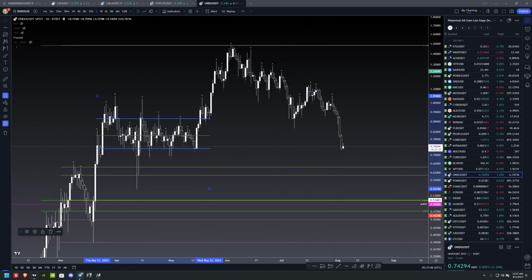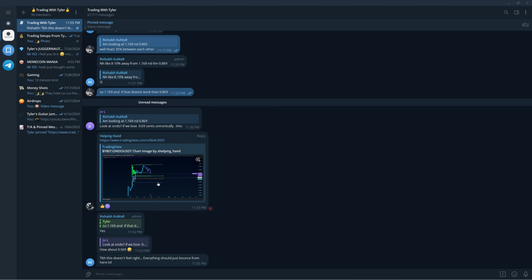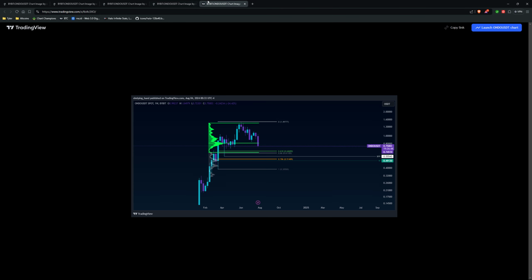Let's see what Helping Hand, I can't remember what Helping Hand post to put in here. Oops, I clicked that way too many times. Okay, so he's looking at 6469. I can understand looking at that.